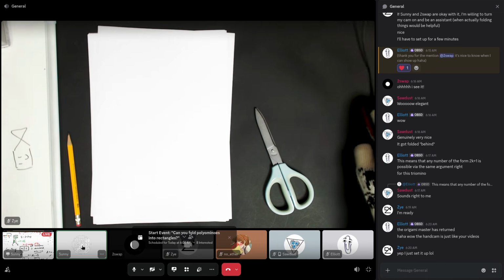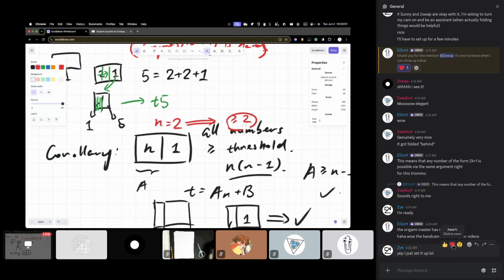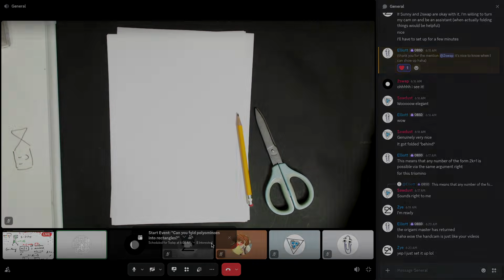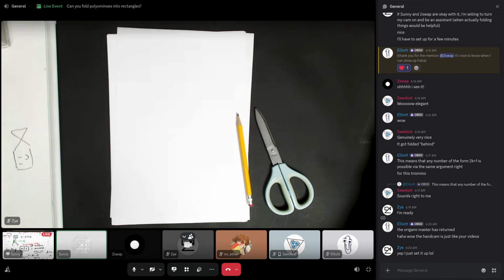Okay, I'm really curious to see the hand cam. So yeah, but anyways, oh, it's a camera. Okay, I don't know if I can see this.